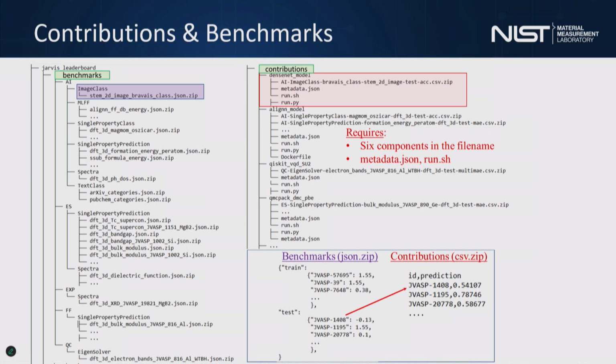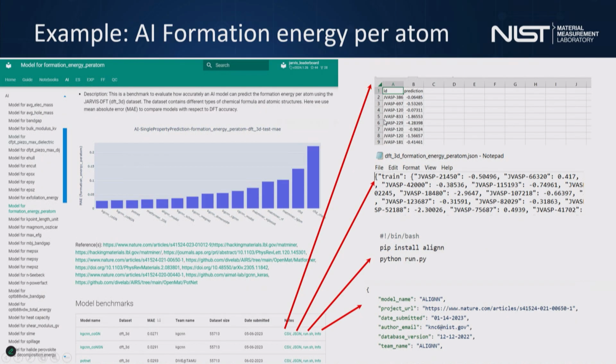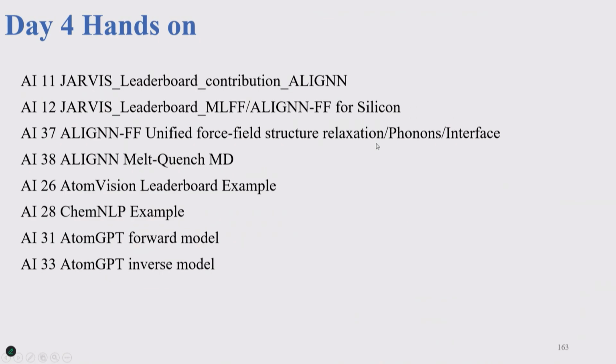Okay, so these are the components, and it looks like this. This is an example of an AI formation energy model. So you can see there are at least 10-20 models, and this one has the highest error, this has the lowest error, and this is how the run.sh should look, and so on. So I think that's it.